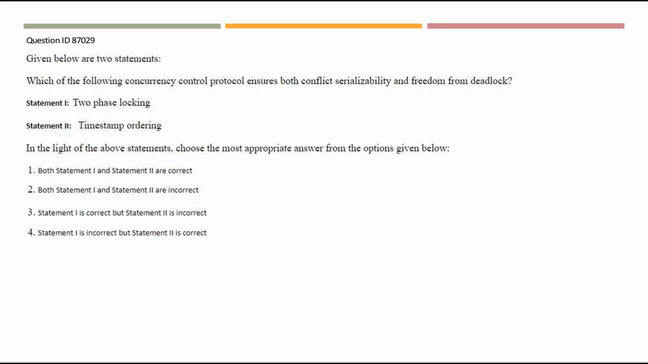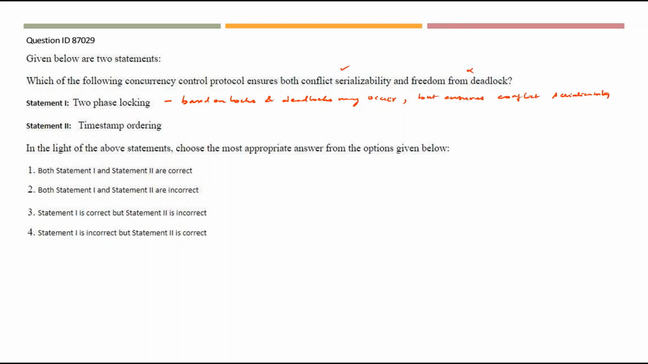Next question. Given below are two statements. Which of the following concurrency control protocol ensures both conflict serializability and freedom from deadlock? Serializability is a term where every event will be occurring in some sequence or in some order. First statement is about two-phase locking and second one is about timestamp ordering. Two-phase locking is based on locks and deadlocks may occur. When the term says it may occur, freedom from deadlock does not apply for two-phase locking. Though deadlocks may occur, it ensures conflict serializability.